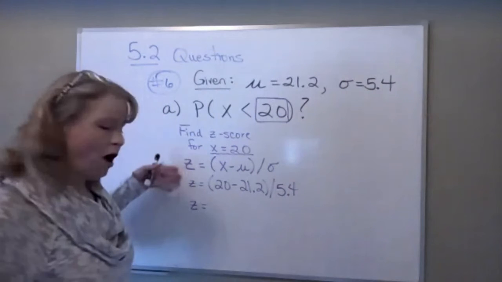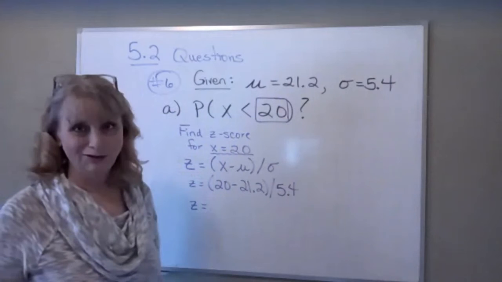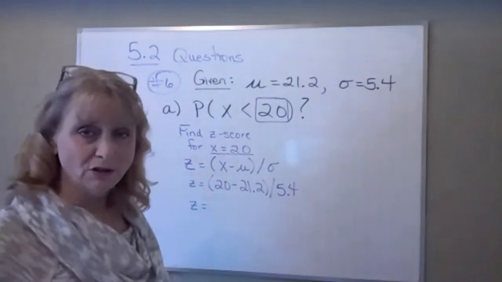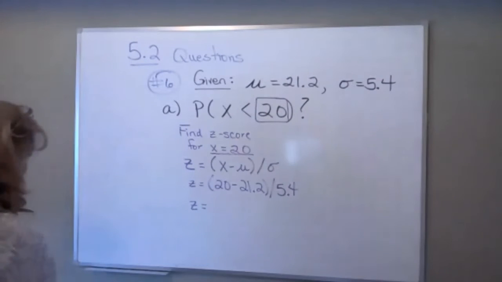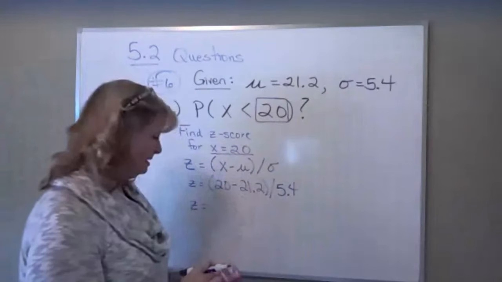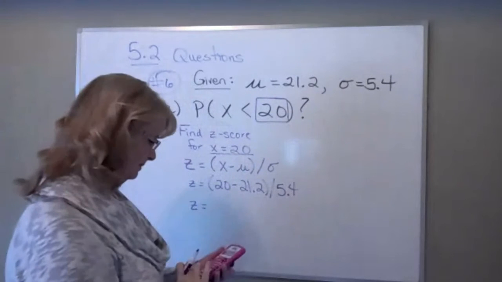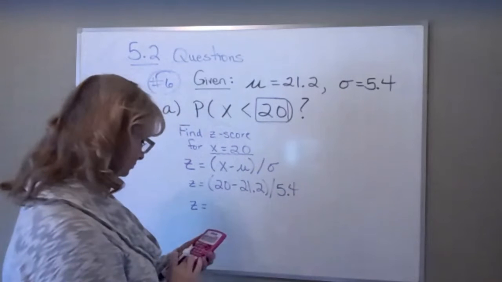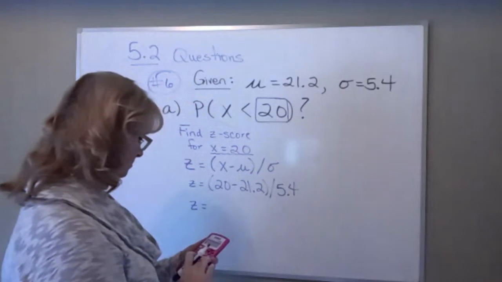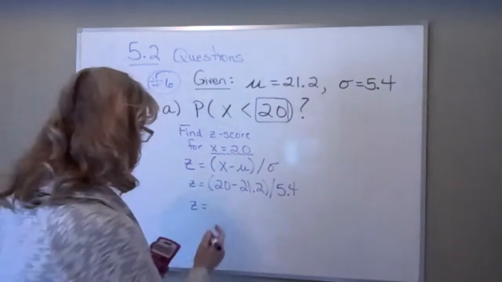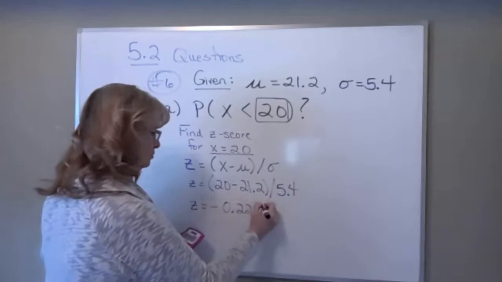If you will get in the habit of always carrying your labels down, I know it takes an extra millisecond or two, but the more you organize your work, the fewer mistakes you will make. So I'm going to do that in my calculator. I'm not going to do this in pieces. I'm just going to put it in my calculator just like this with the parentheses. And I get negative 0.222 repeating.